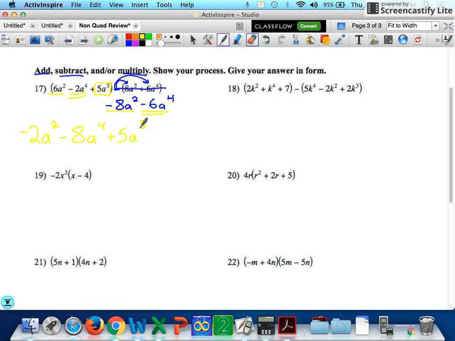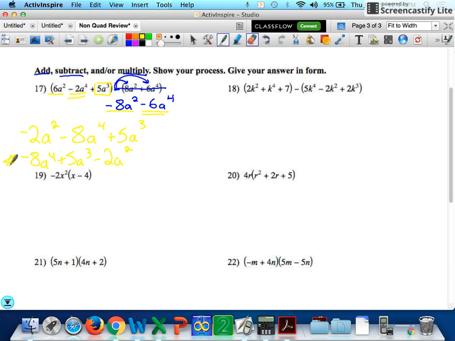This is a correct answer, but it's not the best answer. The best answer would be to write these in descending order according to the variable powers. That's a fancy way of saying you write a to the fourth power first because it's the highest number, up top, not out front, up top, plus 5a cubed minus 2a squared. That would really be your perfect answer, but both of them are right, okay?